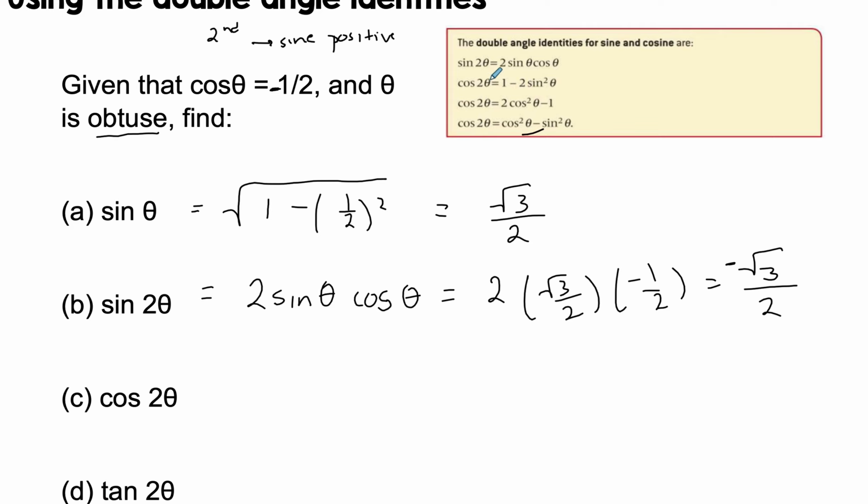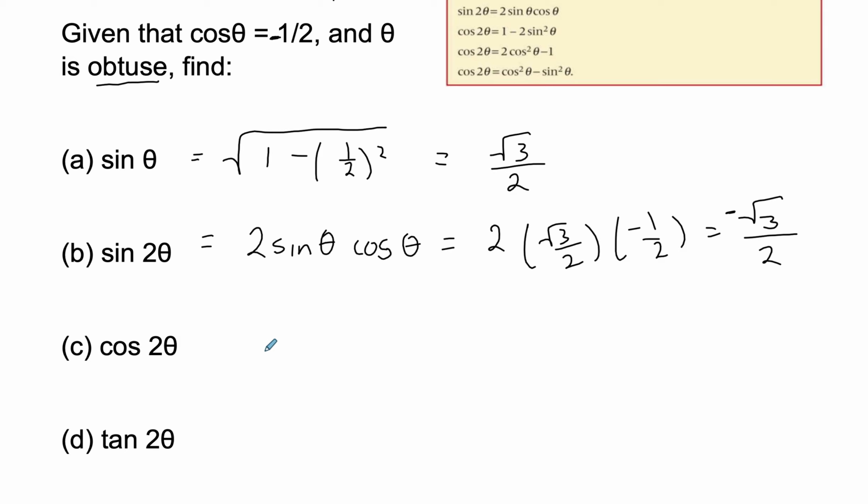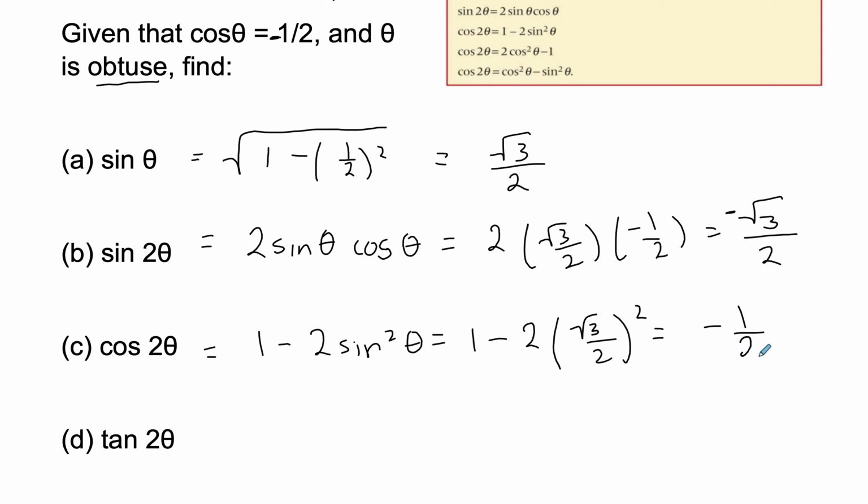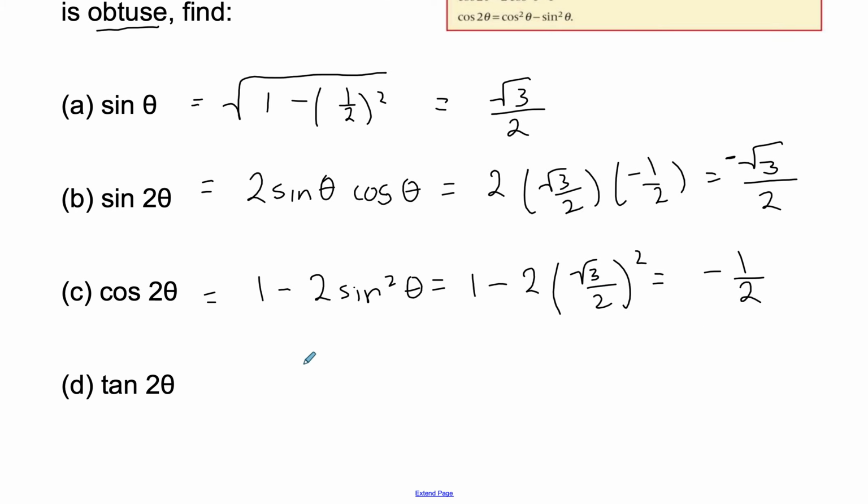Then for cos 2 theta, you can pick any of these. All of them would work because you have all the values. This is a nice thing about the double angle identity for cos. We have so many options. I'll pick the first one, and I have 1 minus 2 sine squared theta. I have my sine theta as root 3 over 2, and I'm squaring that. Then plug it in, and that will be negative 1 over 2, or you can do it on your own.